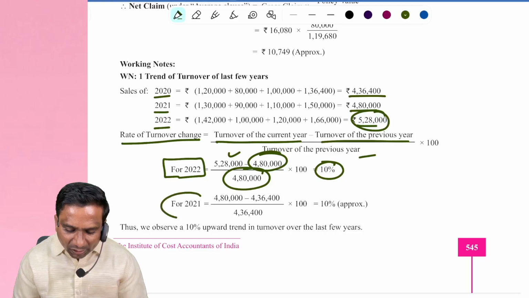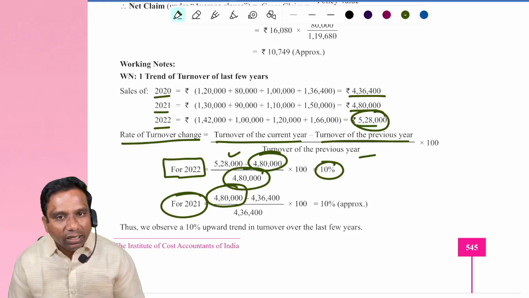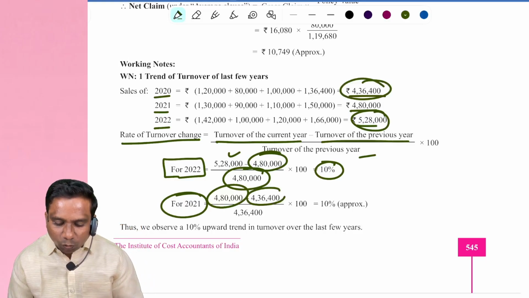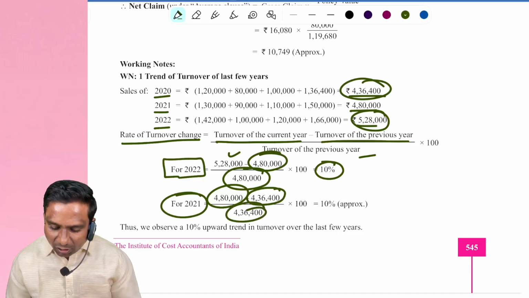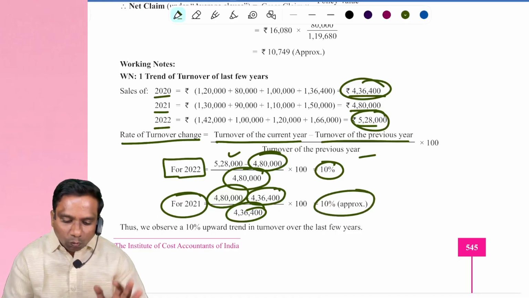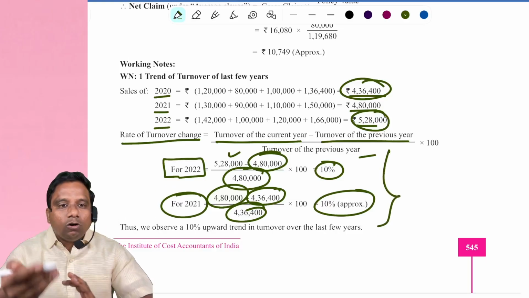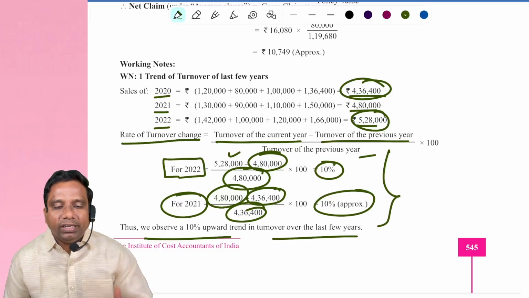Now come to 21. Take 21 sales, which is 480. Previous year 20 sales are 436,400, divided by 20 sales. So here also we are getting approximately 10%. So what is your observation here? By observing these two, there is a trend of 10%. So every year there is a 10% upward trend.